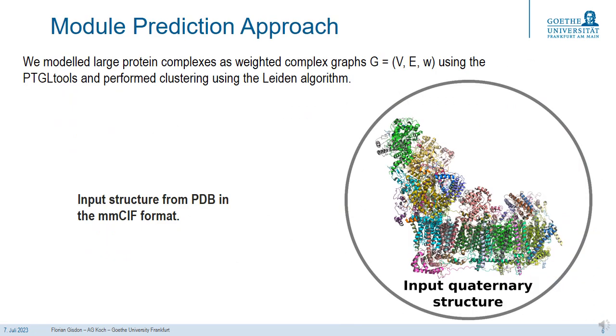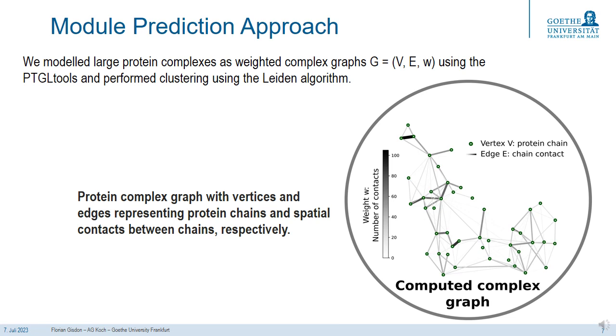For the analysis, we are starting from a quaternary structure in the mmCIF format. Using PTGL tools, we are computing the complex graph, which has vertices representing protein chains and edges representing spatial contacts between the chains. The edge weights, which are shown here in the graph with a line width and a line color, are representing the number of contacts between the chains. With that representation of the edge weights, well-connected regions can already be observed.